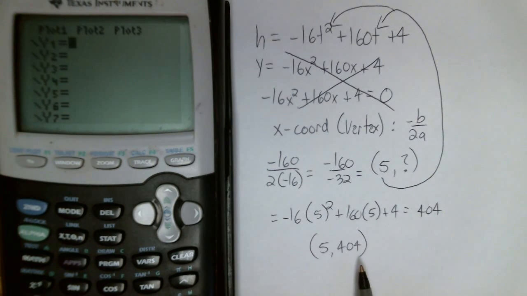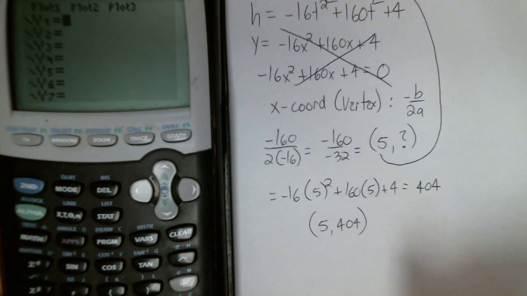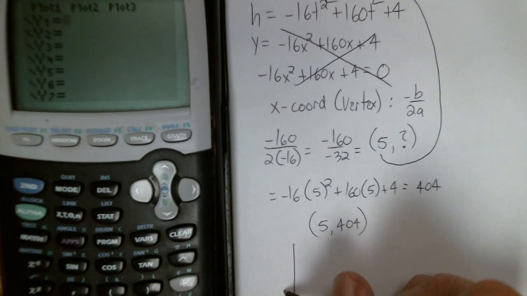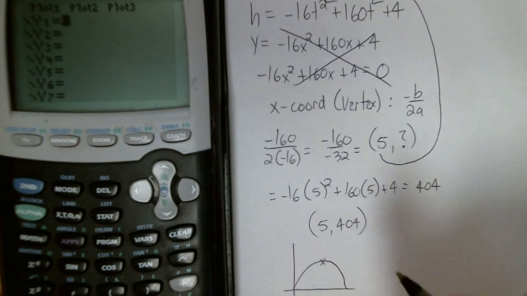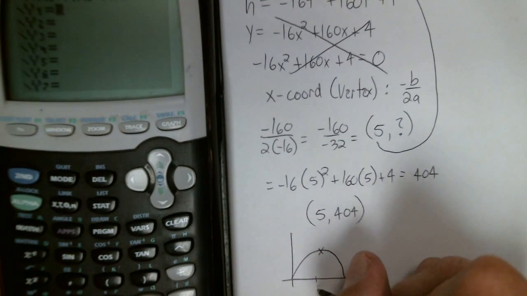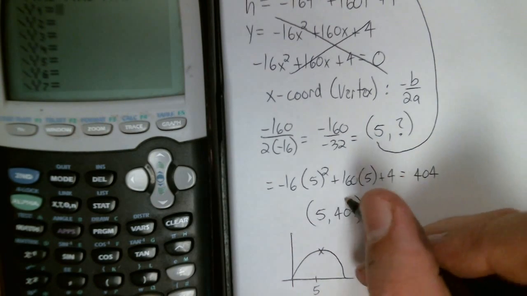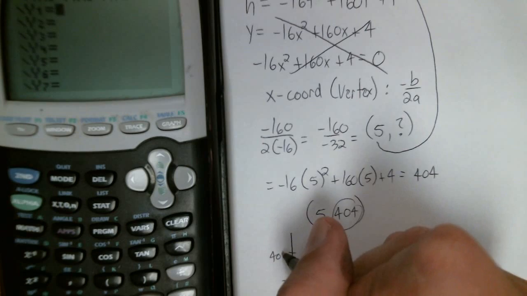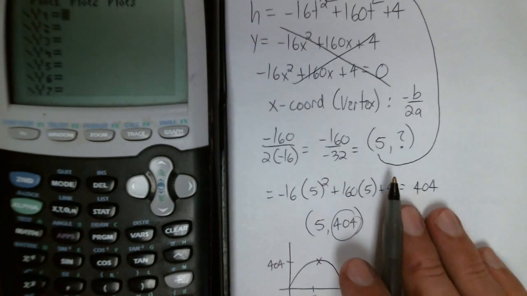But what does that mean? 5 and 404, is that 5 donkeys eating 404 cheeseburgers? What is that? In this problem, we're talking about fireworks going up and coming back down. So the 5 is the x-coordinate of the vertex, so that means 5 seconds. After 5 seconds it hits a maximum height of 404. So the 5 is for seconds, and the 404 is my height in feet. That's how to do it manually.